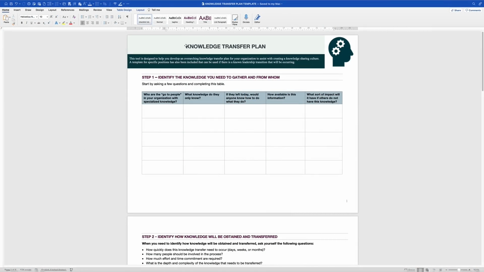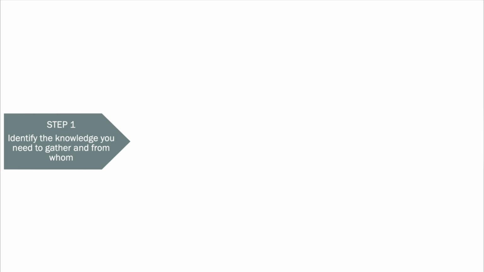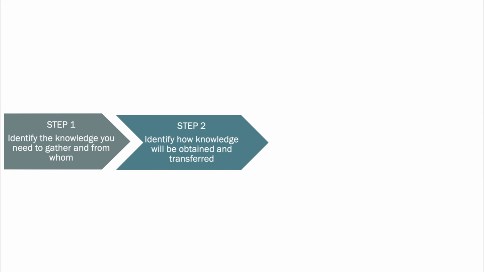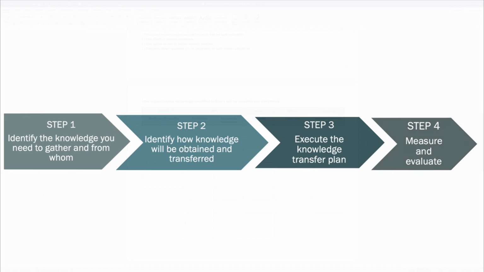The Knowledge Transfer Plan template is designed to help your organization develop an overarching plan to assist with creating a knowledge sharing culture. The following are the 4 steps in the knowledge transfer process. Step 1, identify the knowledge you need to gather and from whom. Step 2, identify how knowledge will be obtained and transferred. Step 3, execute the knowledge transfer plan. And Step 4, measure and evaluate.